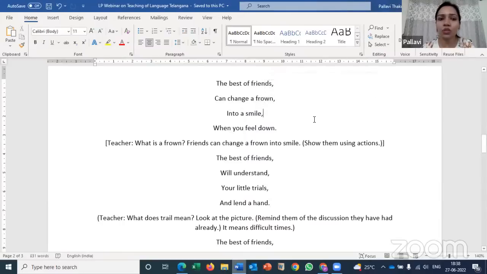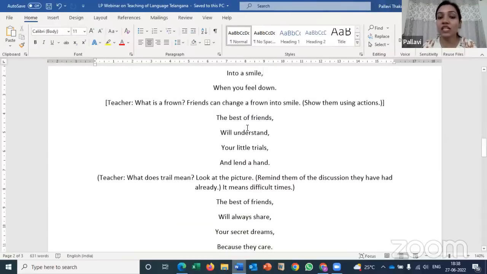Can change a frown. What does frown mean? A friend can change a frown into a smile, and then just show them what it means. What do you think frown is? Frown means this, and when you're feeling down, your friends can change it into a smile. Show them what a smile is, and then just move on.